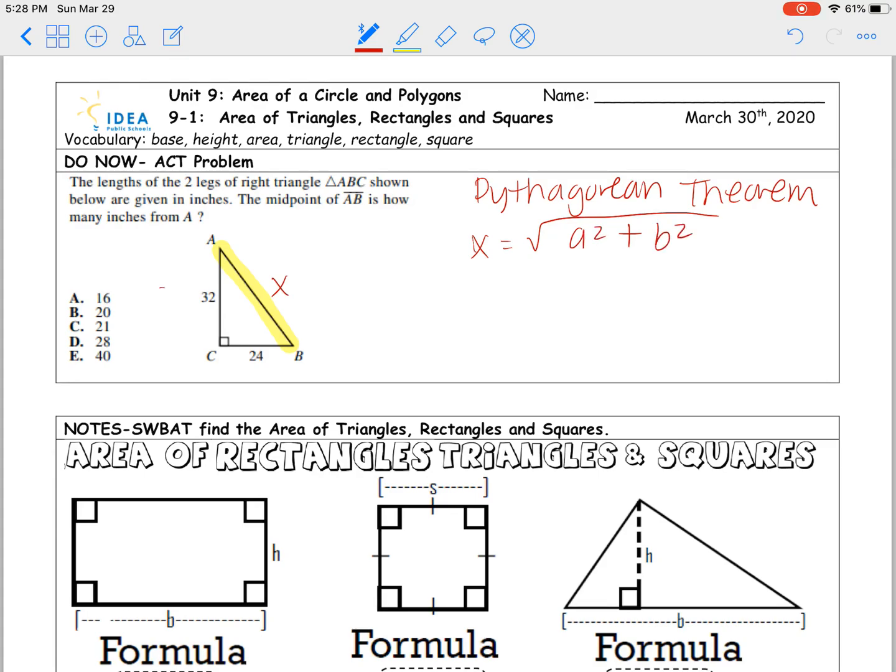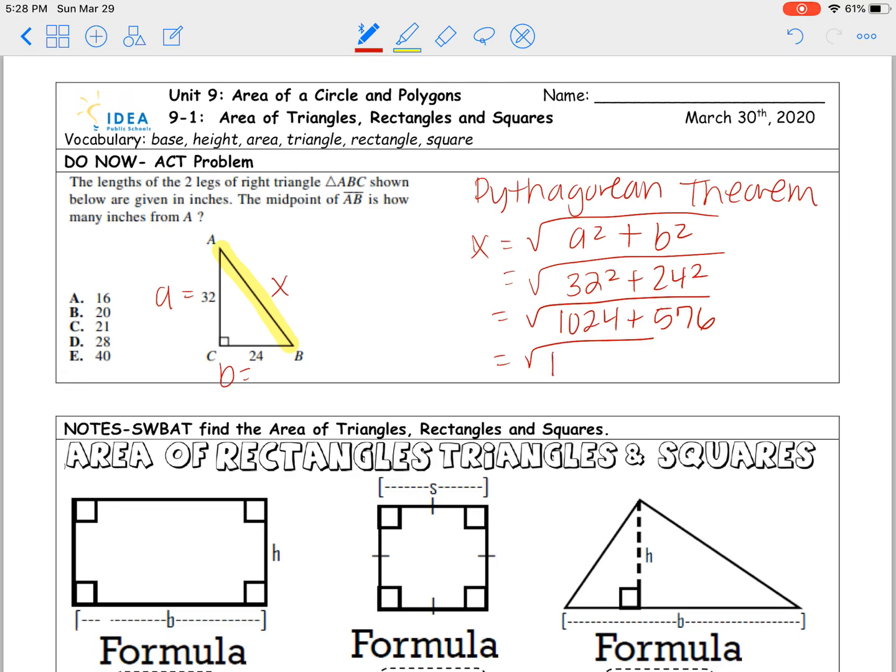Here, in this problem, let a be 32 and let b be 24. When we substitute, we get 32 squared plus 24 squared. 32 squared gives us 1024. 24 squared gives us 576. When we add those two, we get 1600. And the square root of 1600 is 40. Notice that 40 is one of the multiple choice answers.